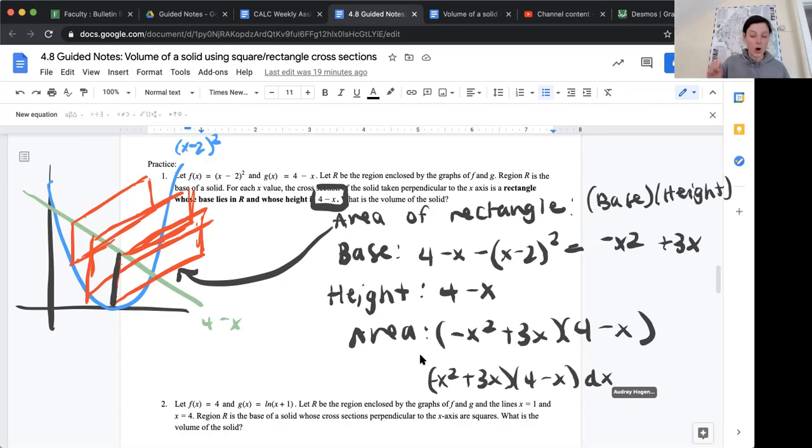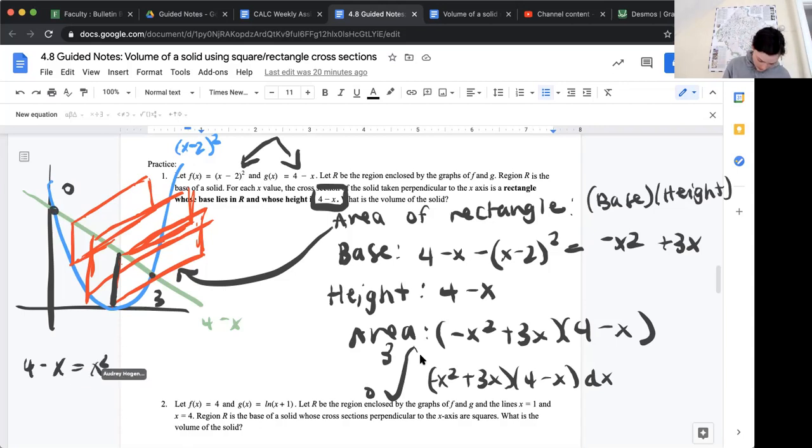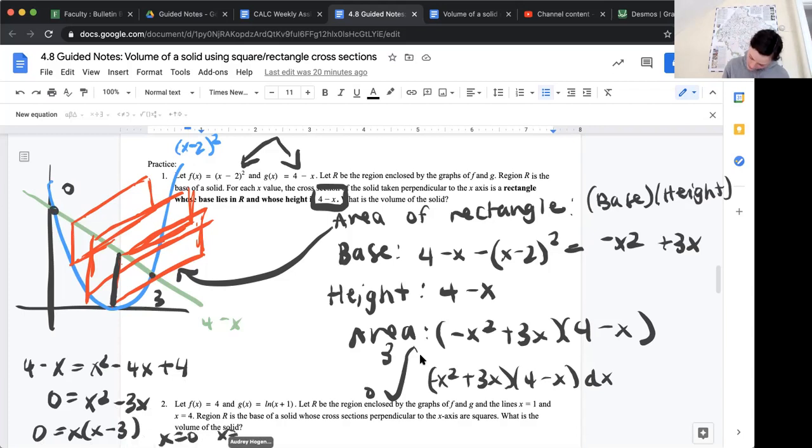And then to sum up all of the little 3D rectangles, I'm going to take the integral from, I know that this point is 0 and this point is 3. And again, I found that by setting the two functions equal to each other and solving for the intercepts. So when you have 4 minus x equals x squared minus 4x plus 4, you get 0 equals x squared minus 3x. So 0 equals x times (x minus 3). So you get x equals 0 and x equals 3. So integral from 0 to 3 of my volume in terms of x, and that is equal to 45 over 4, which I did using my calculator.